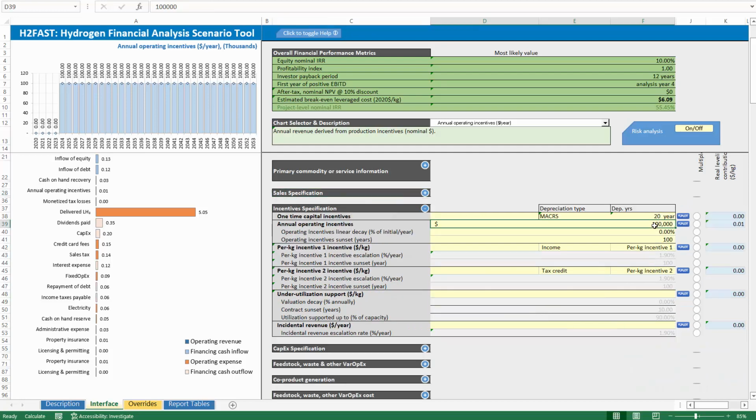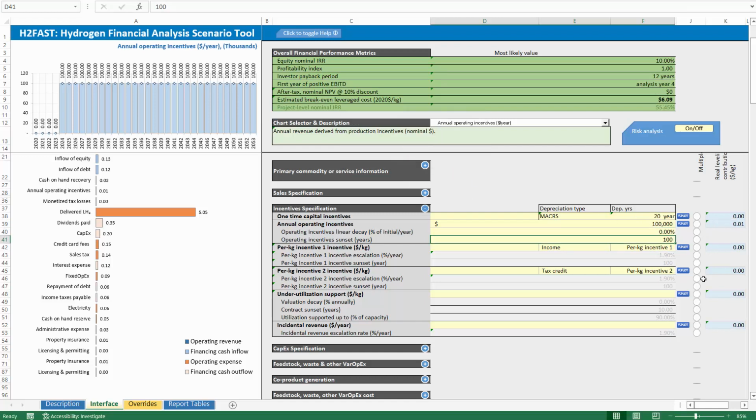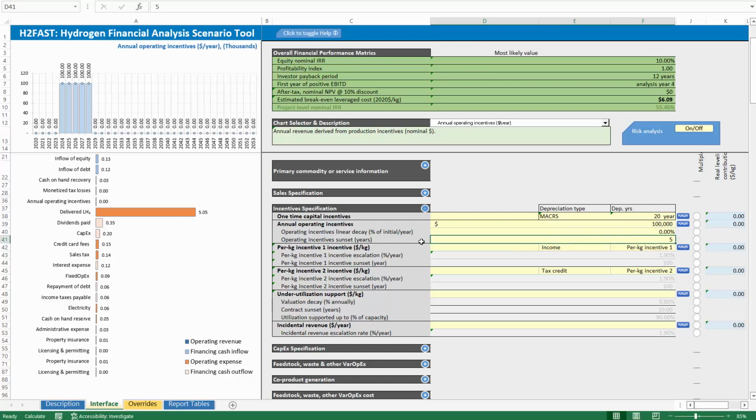And you'll see that for operating incentives, you can have a flat value, and then you can say, does that increase or decay over time? Let's say that each year we take 10% off of the initial. You can specify sunset. So, for example, we can say that the incentive is available for 5 years. Just as an example, if you have a state policy or incentive that is available with a particular structure, you can say that's available for 5 years, and it's going to decrease, let's say 10% over time.